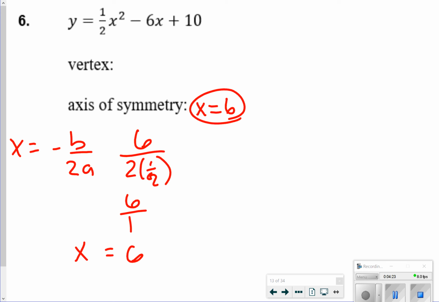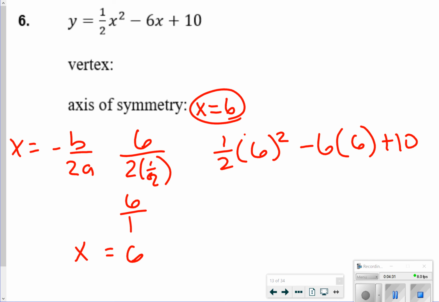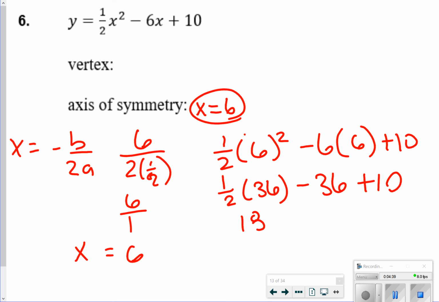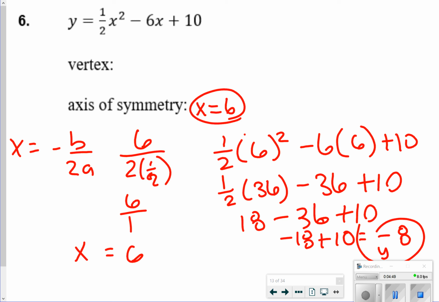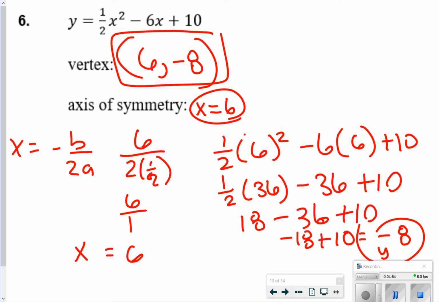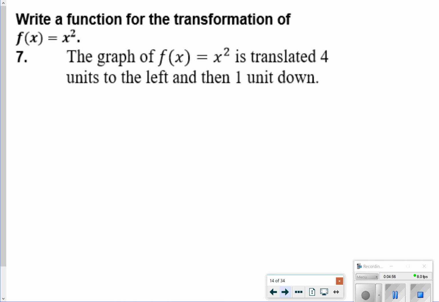Now let's just go back and plug that in. So I have 1/2 times 6 squared minus 6 times 6 plus 10. That's going to give us 1/2 times 36 minus 36 plus 10, or 18 minus 36 plus 10. That would be -18 plus 10, which is equal to -8 as my y. So I'll have (6, -8) for my vertex.